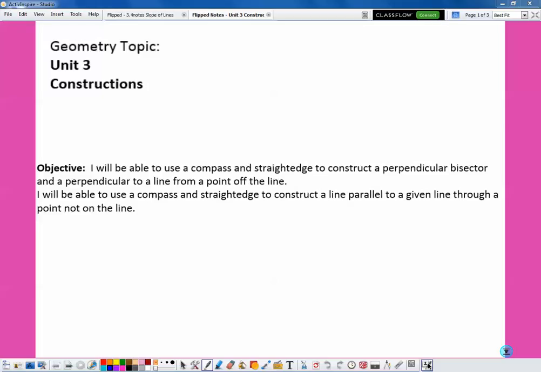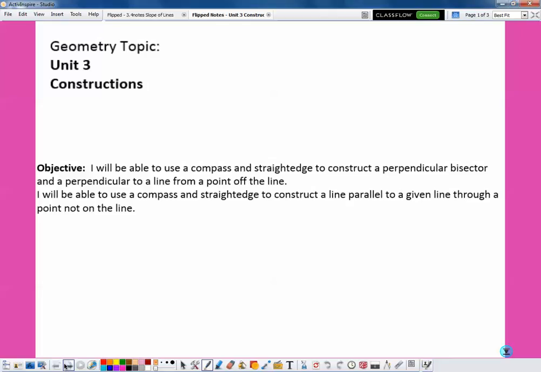So our objectives for today: we will be able to use a compass and straight edge to construct a perpendicular bisector, which is also perpendicular to a line from a point off the line. And we will be able to use a compass and straight edge to construct a parallel line to a given line through a point not on the line.